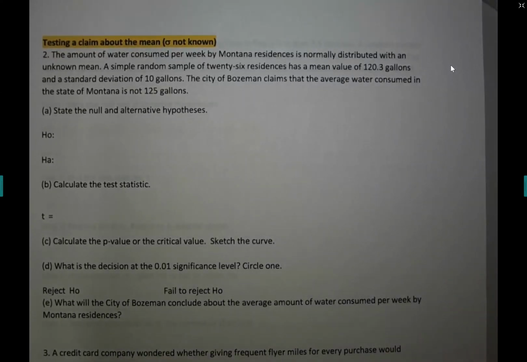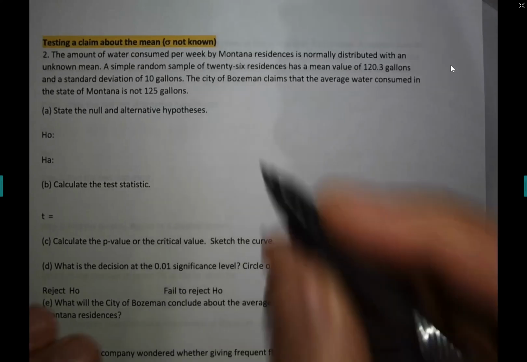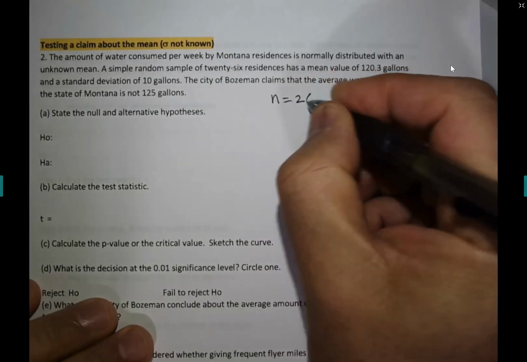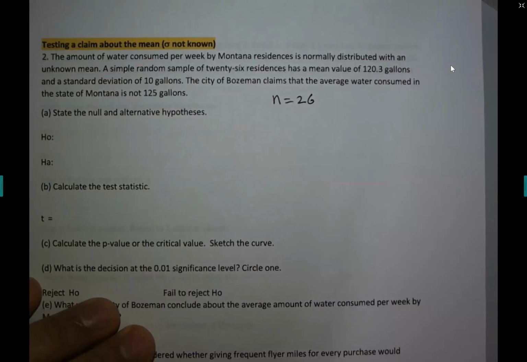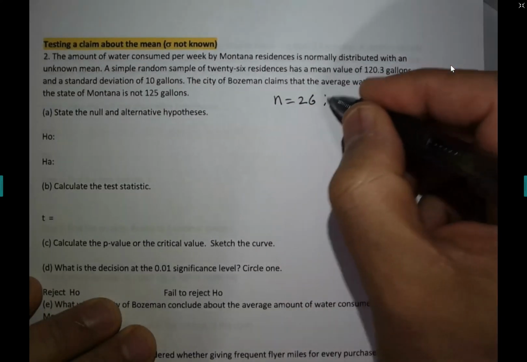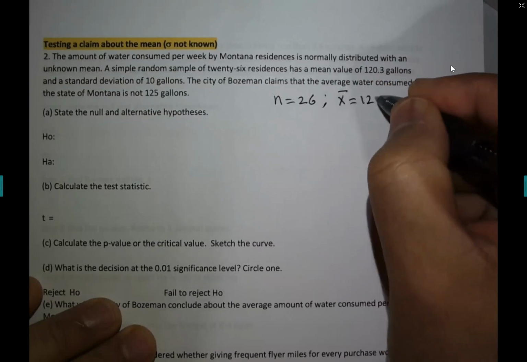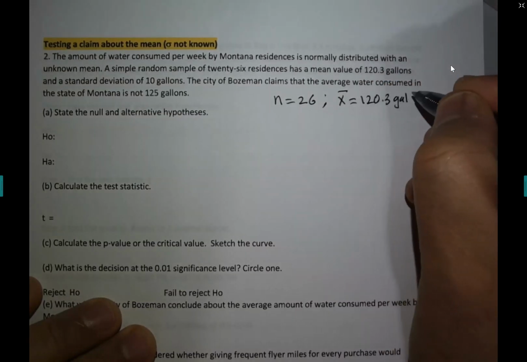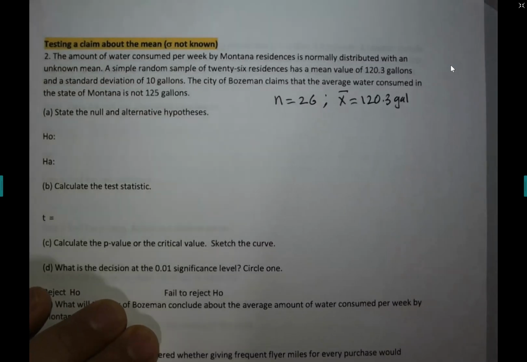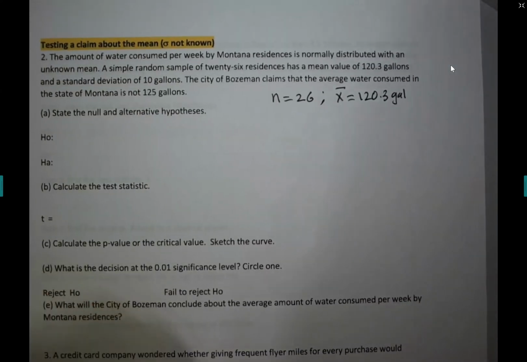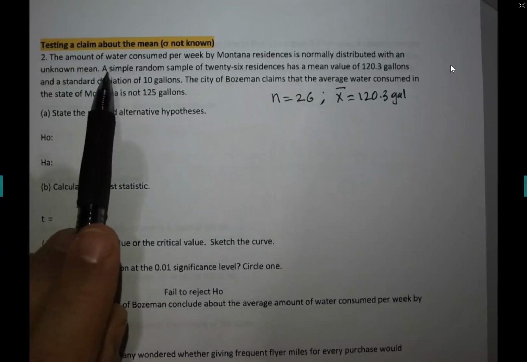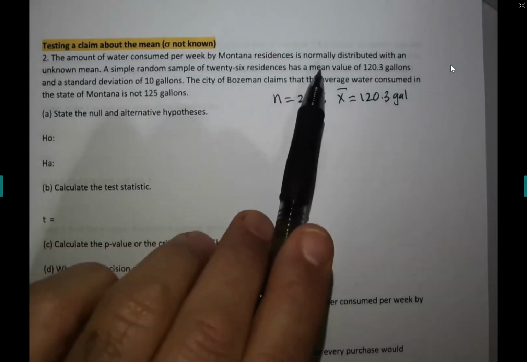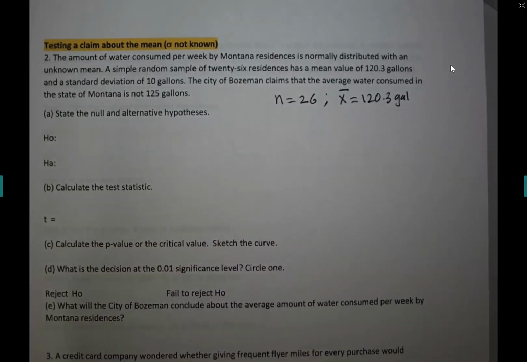The amount of water consumed per week by Montana residents is normally distributed with an unknown mean. A simple random sample of 26 residences, so N is 26. So let's start writing down. Has a mean value of 120.3. That's X bar. Gallons. And a standard deviation of 10. He didn't say this is a population standard deviation. He's referring to the sample. Look, the sentence started: a random sample of 26 has a mean and a standard deviation. That means S is 10.